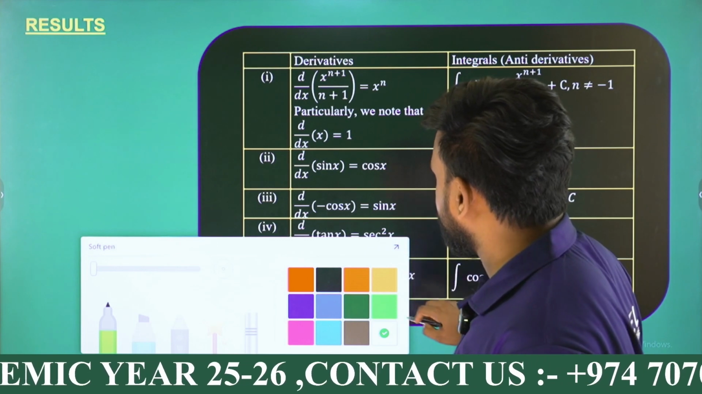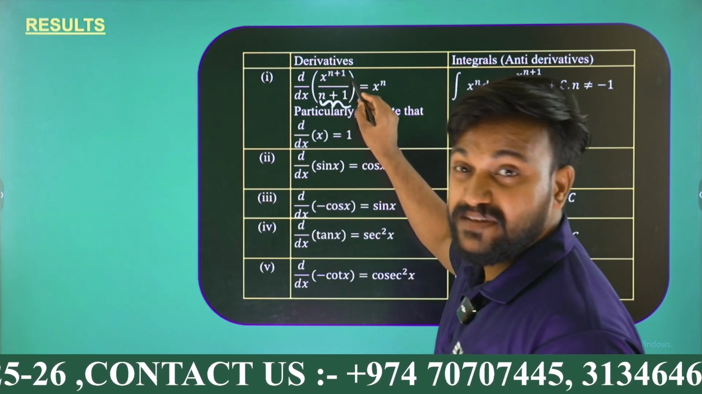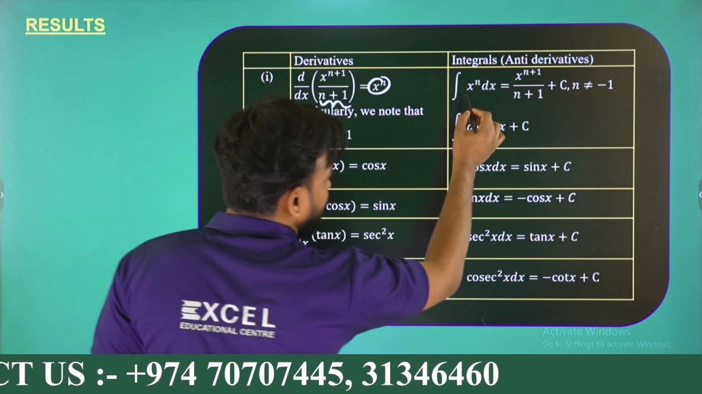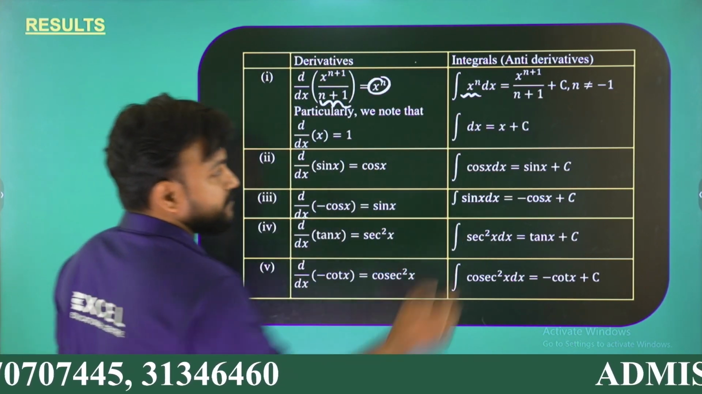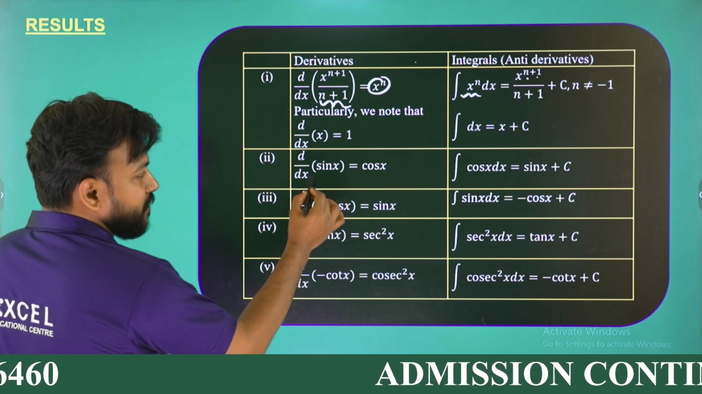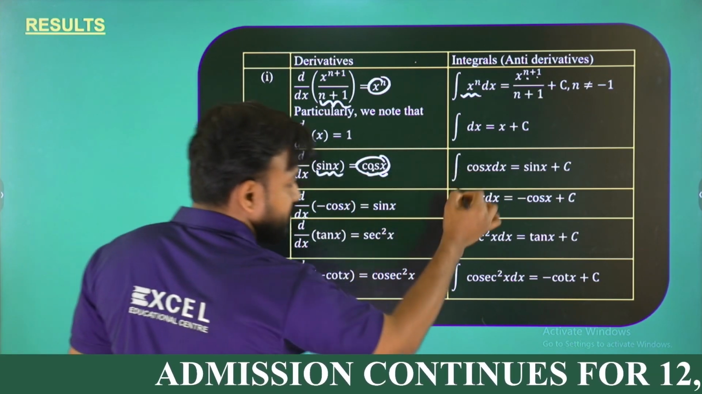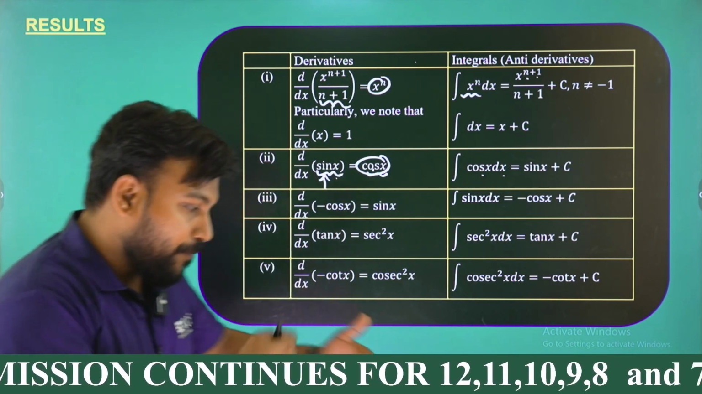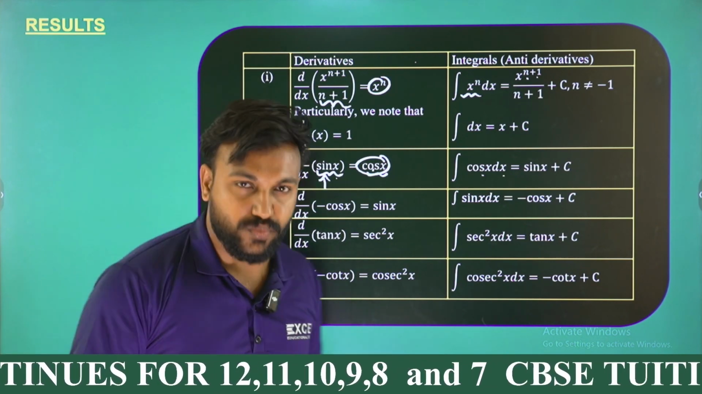You can see here the derivative of x raised to n plus 1 by n plus 1 is equal to x raised to n. Then the integral of x raised to n will become what? X raised to n plus 1 by n plus 1. So the derivative of sine x is what? Cos x. And the integral of cos x dx becomes what? Sine x, the function. So the opposite of differentiation is what?